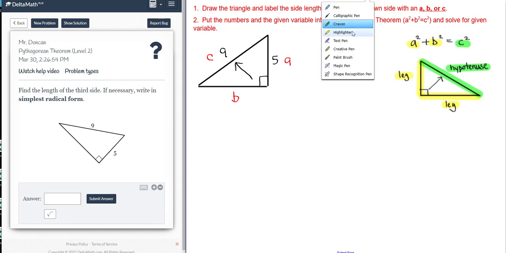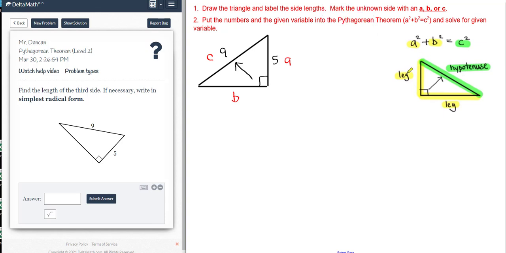I can also use my cheat guide from the other day. The legs, which are 5 and A or B, are the sides that actually create the right angle. They actually touch that square. Whereas the side that does not touch, the side that's across from the right angle, that's my C, or my 9. And also remember the hypotenuse is always the longest side. So whatever B is, as long as it's less than 9, it should work out. Okay, so let's plug in the values.